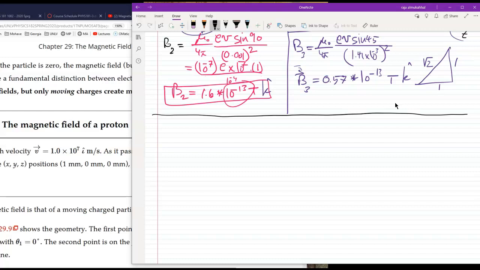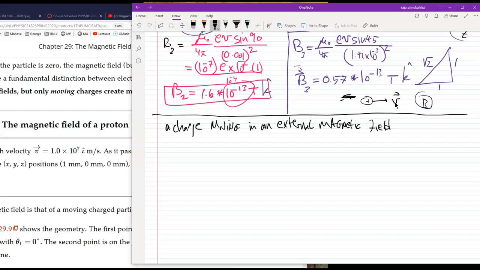Okay, the second topic is a charge moving in an external magnetic field. In other words, remember the previous topic here, we had a charge moving, and it's generating that magnetic field, okay? And that magnetic field can be calculated by the Biot-Savart Law. In this case, however, we are talking about a charge.